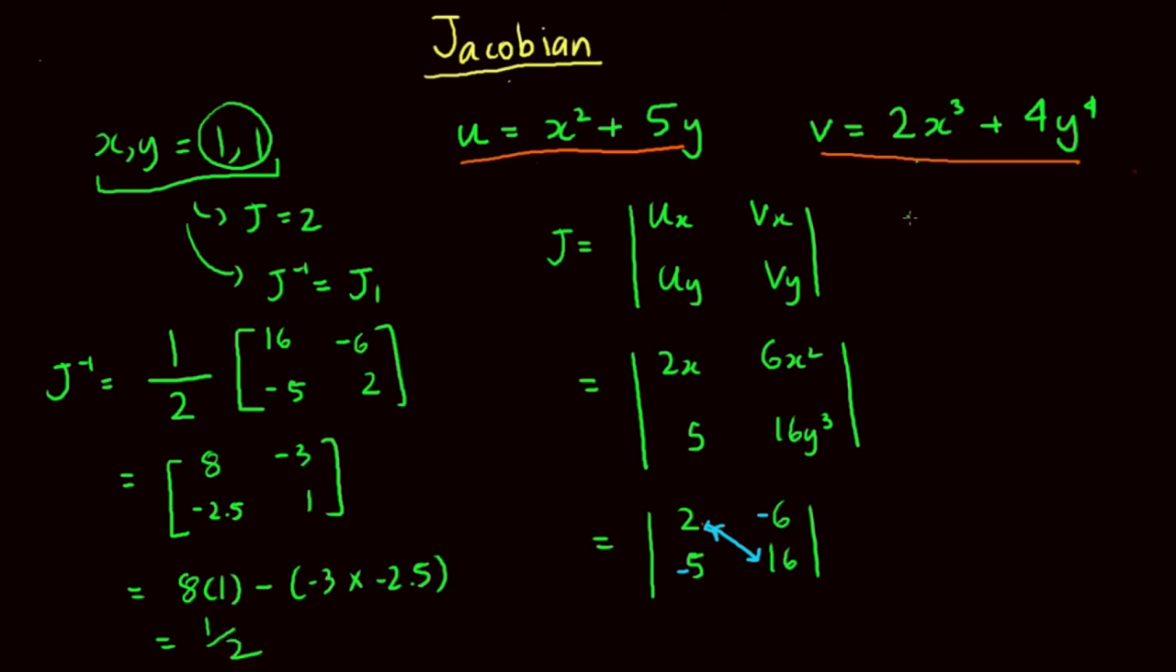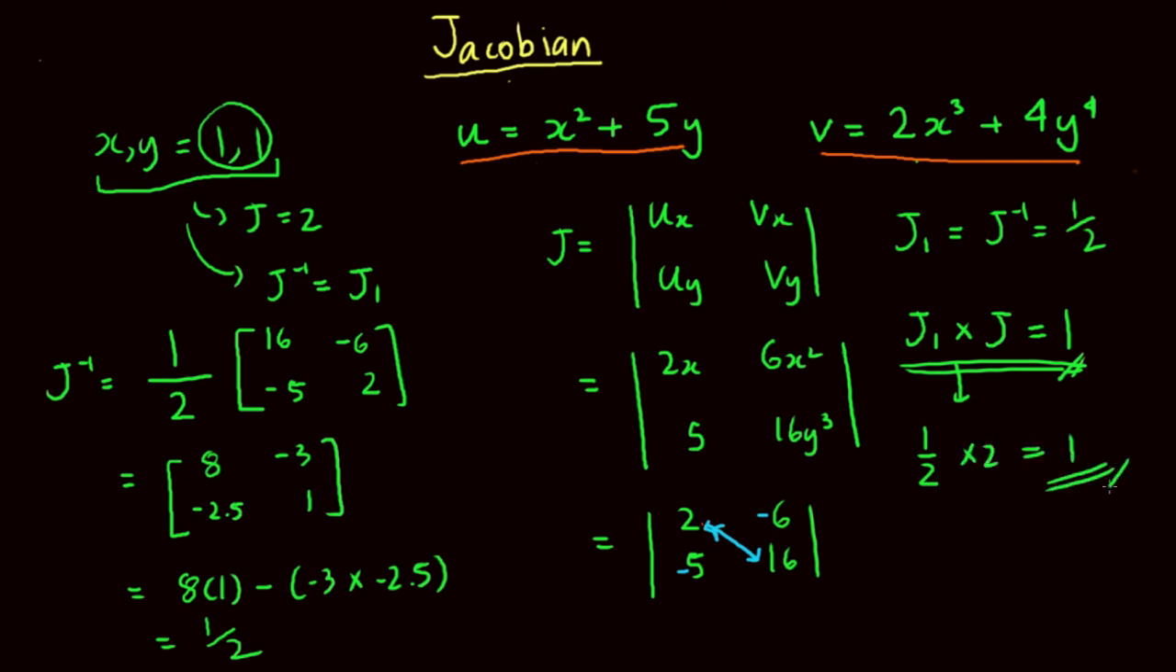So therefore our J1 should be equivalent to J inverse, which is just 1 over 2. Another very interesting thing of the inverse transformation, the J inverse multiplied by the original J, should give us 1. That's a very important thing to have. So in this case, it's just 1 over 2 multiplied by 2, which clearly gets 1. So that's pretty much it for Jacobian actually.